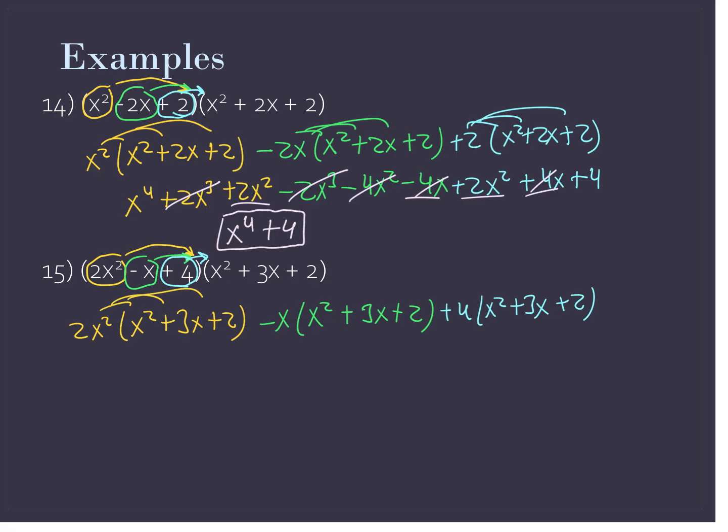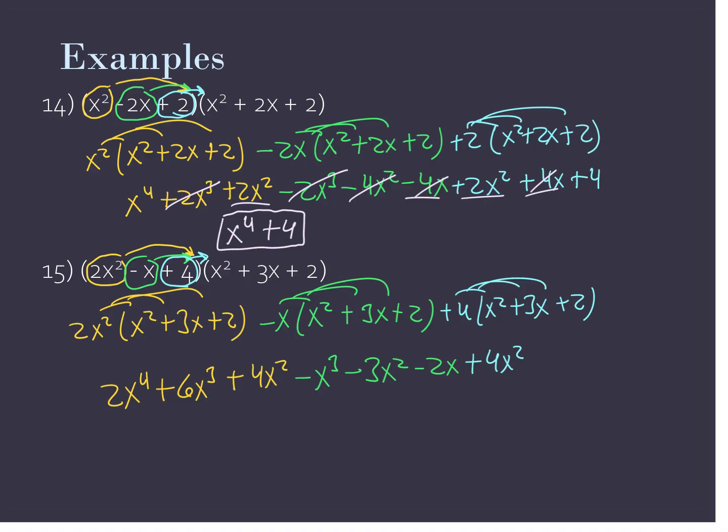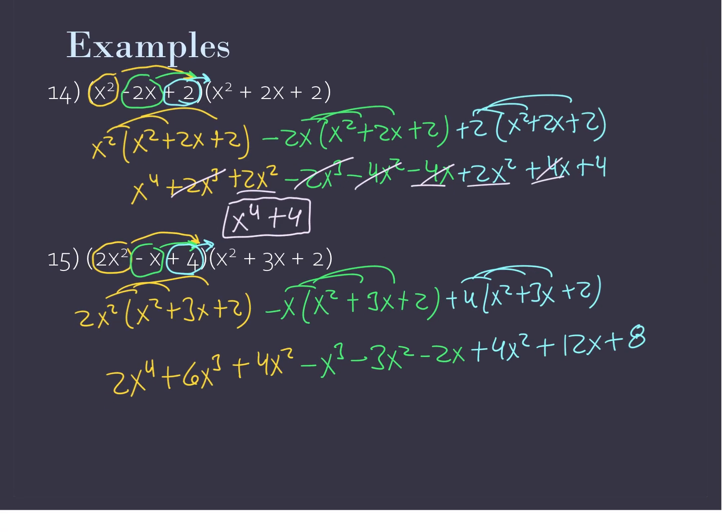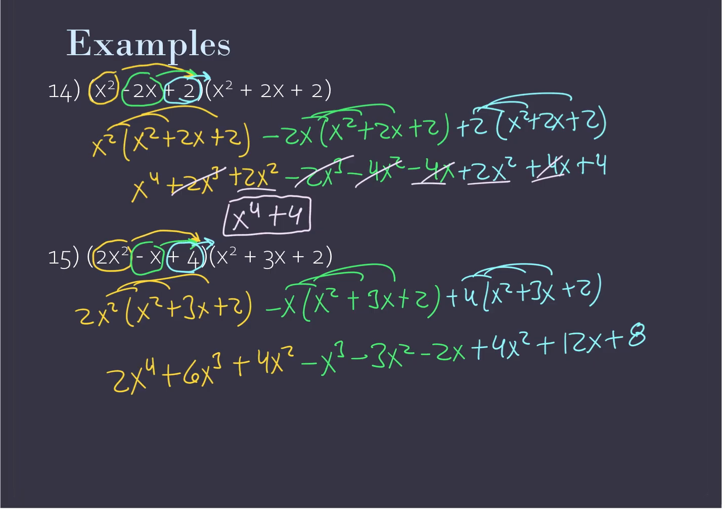So in yellow, I'm going to distribute that 2x squared. And I'm going to get a 2x to the 4th plus 6x to the 3rd plus 4x squared. And then I can distribute negative x as well, and then I get negative x to the 3rd minus 3x squared minus 2x. Same exact thing in blue, I can distribute that 4, and then I get a 4x squared plus 12x plus 8. Right, so they get kind of messy, so just be careful with your work.